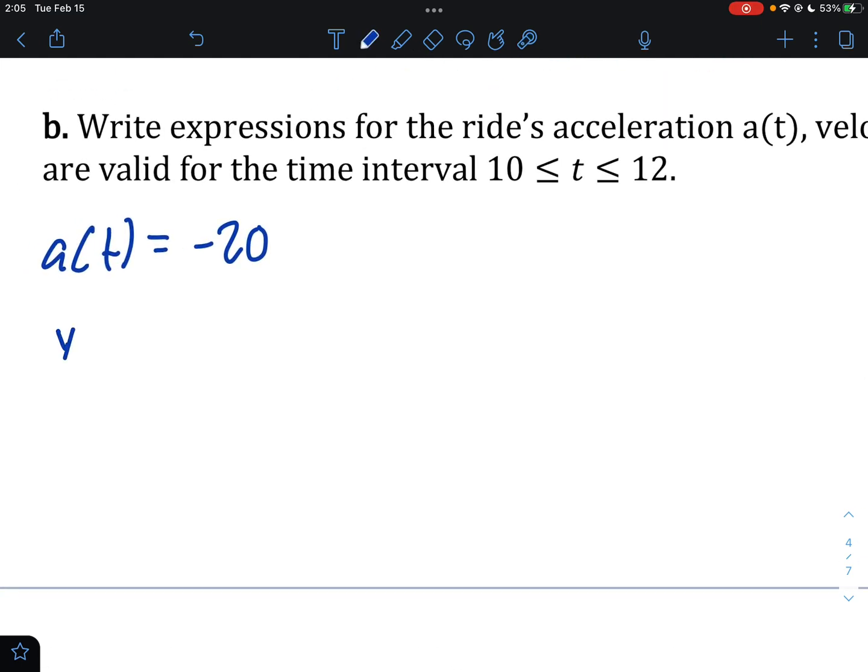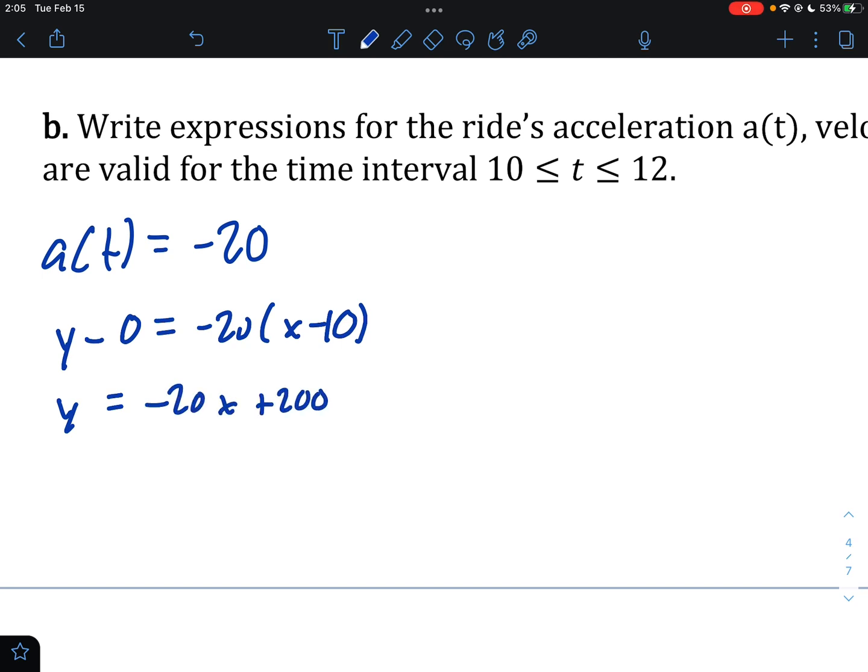So we'll just set it up in point-slope form first. y minus 0 equals negative 20 times (x minus 10). We'll convert this to what it actually means in a second. So there's your equation. That's the velocity. So that's going to be v of t equals negative 20t plus 200.